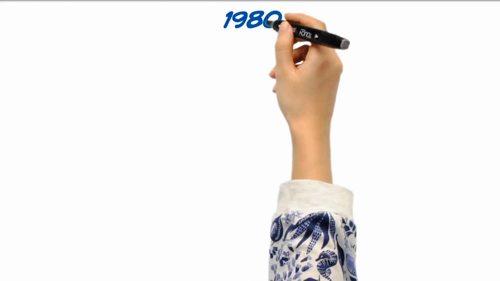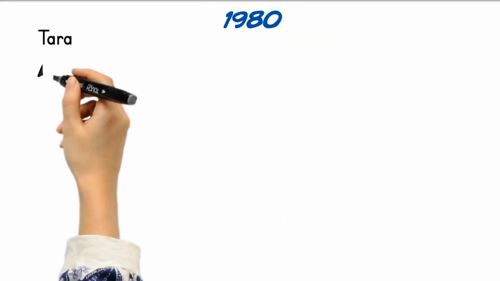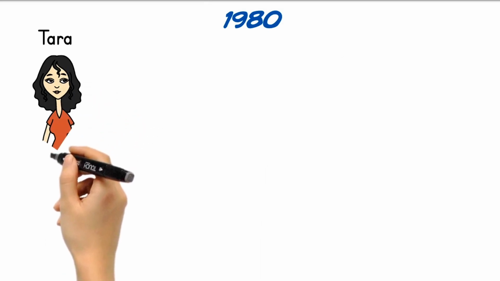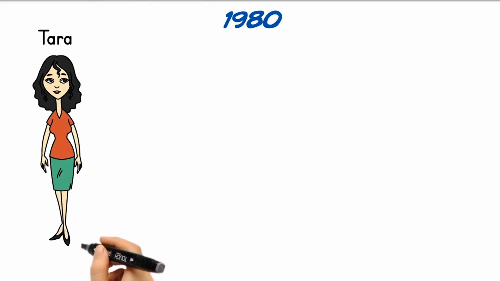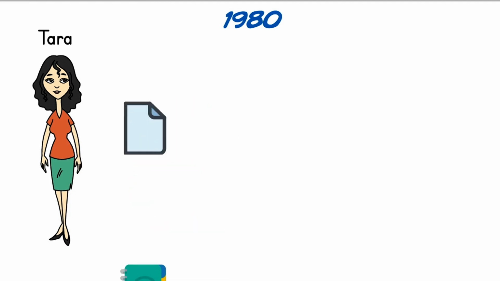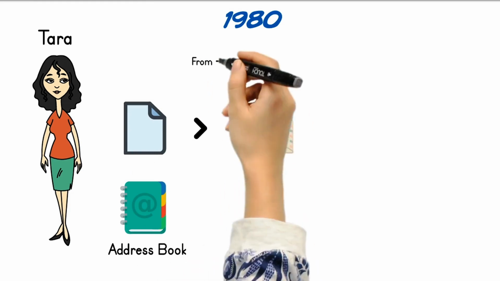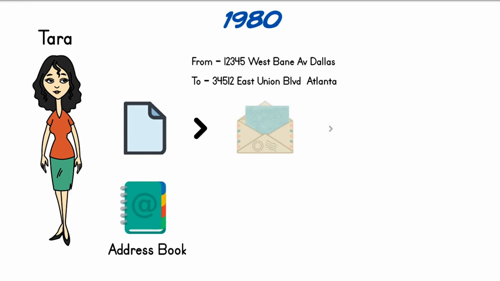The time is the 1980s, and a young lady named Tara from Dallas is looking to buy some books from Baja's bookstore located in Atlanta. So she lists down the names of the books that she wants on a piece of paper, goes over the address book to find Baja's address, writes both the from and to addresses on the envelope, and then posts it along with some money.